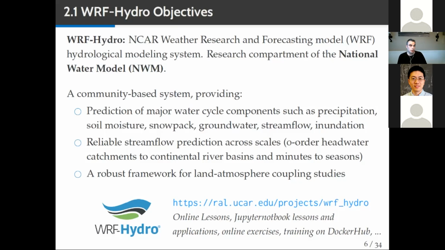Okay, so what is WRF-Hydro? WRF-Hydro is NCAR's Weather Research and Forecasting model for hydrological modeling. In the US, WRF-Hydro is nothing but the research compartment of the National Water Model. The National Water Model is what the government uses essentially to predict this kind of events. WRF-Hydro is a community-based system. It can be used for many different things. Most importantly, it can be used for predicting precipitation, soil moisture, snowpack, groundwater, stream flow, inundation.